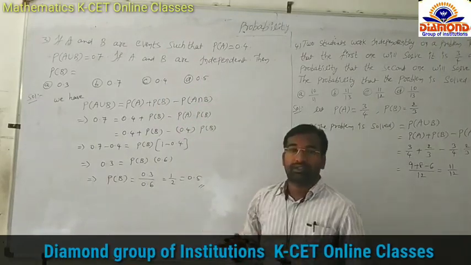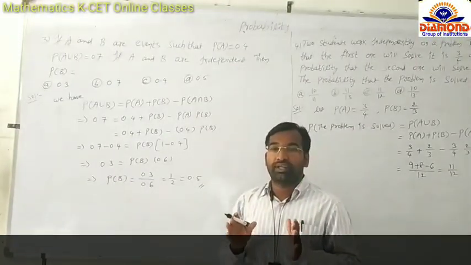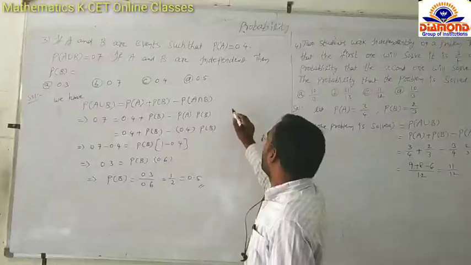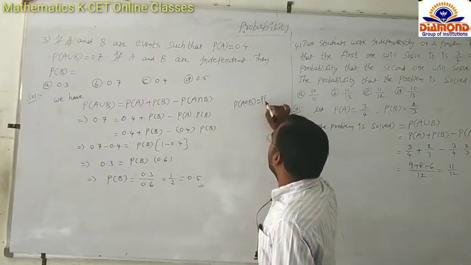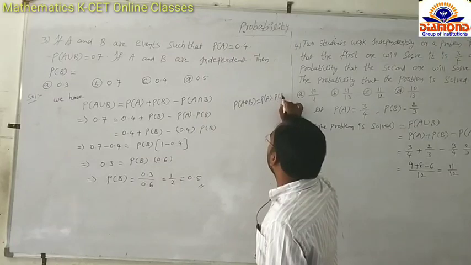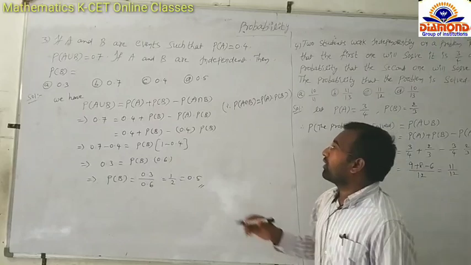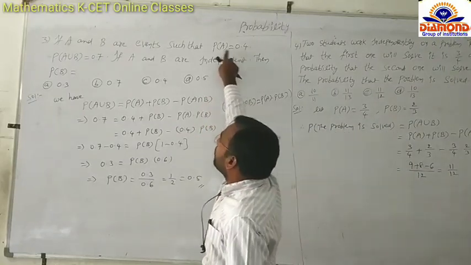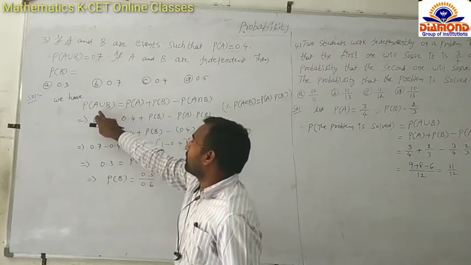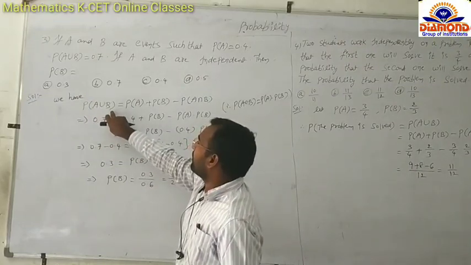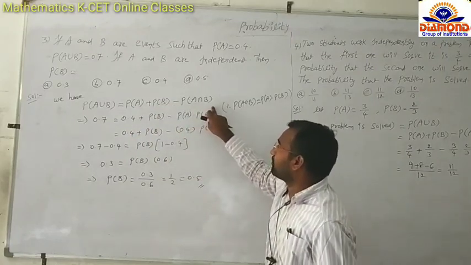So this problem is based on independent events. Two events are said to be independent events if P of A intersection B equals P of A into P of B. In the problem, P of A value is given, P of A union B is given. So you have to use the formula P of A union B equals P of A plus P of B minus P of A intersection B.